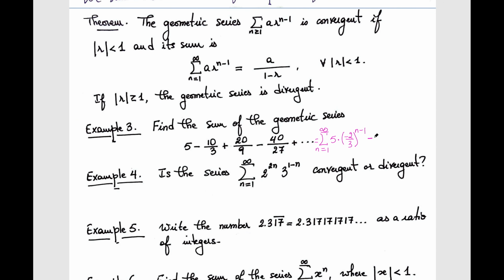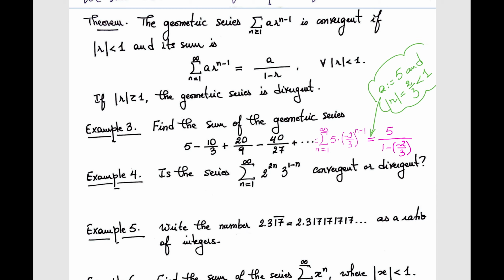I can say that this is equal to the first term, which is a, and this a is 5, right? So 5 divided by 1 minus the common ratio, which is minus 2 over 3. Okay. And why is this okay? This is okay because a is 5 and r, the common ratio, has absolute value 2 over 3, which is smaller than 1, right? Correct. Okay. Very good.